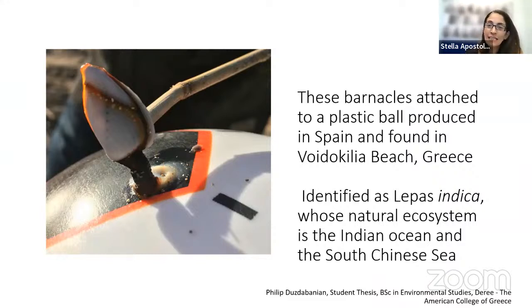Another very interesting case that shows for how long plastic waste remains in the ecosystems and how persistent plastic wastes are, is the case of barnacles that may grow on plastic material. This picture was taken by a student of ours at the American College of Greece, and it is a plastic ball which was produced in Spain. It was found in Greece, and there was a barnacle that had grown on it, which is a species which is naturally found in the Indian Ocean and the South Chinese Sea. So we can understand that the plastic ball remained in the sea for a while, and it has made a very interesting travel around the globe.